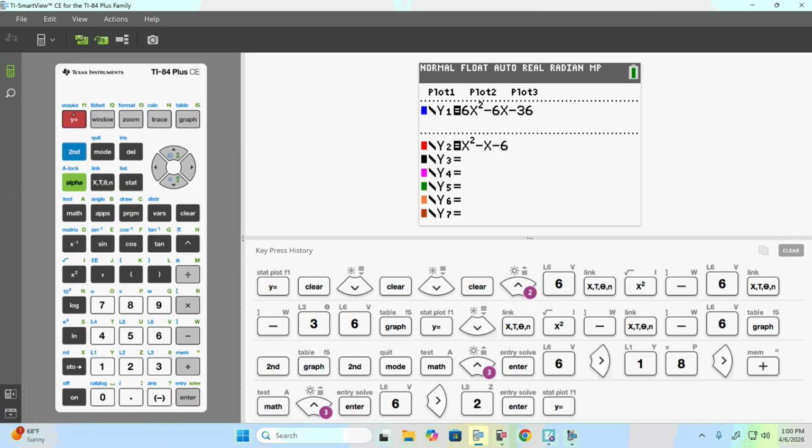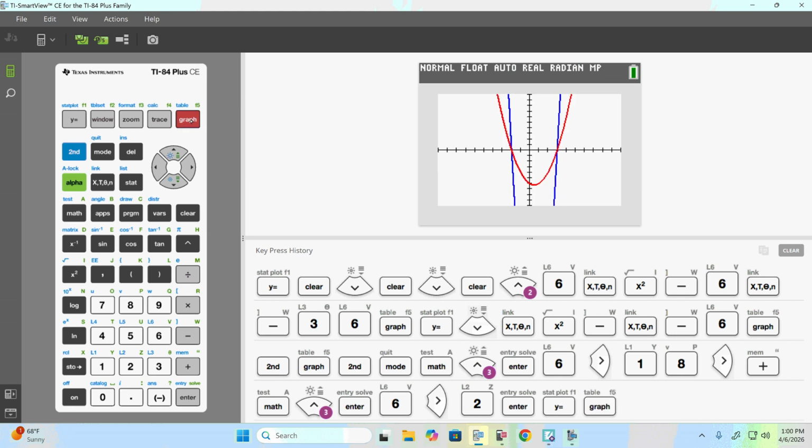And if we went and graphed both of these, 6x squared minus 6x minus 36 and x squared minus x minus 6, we get these two graphs, which 99% of their graphs are completely different, except for 2 points. And the only 2 points that are the exact same is where it crosses the x-axis. The only thing that's the same for both graphs are the values of x that will make this function be 0.